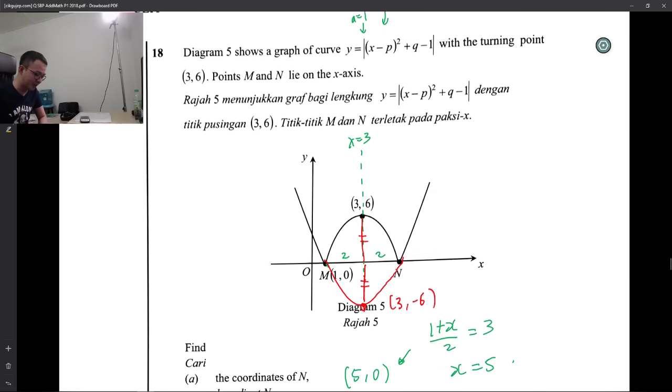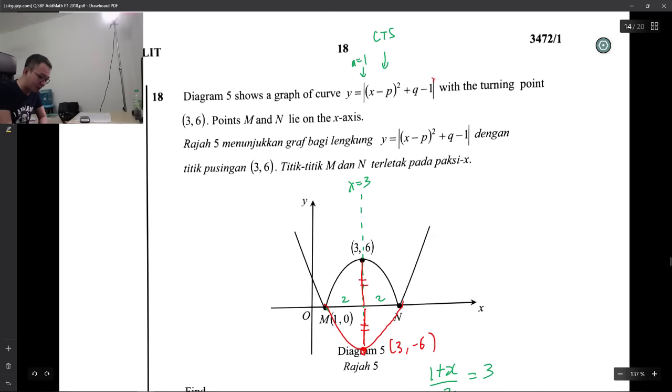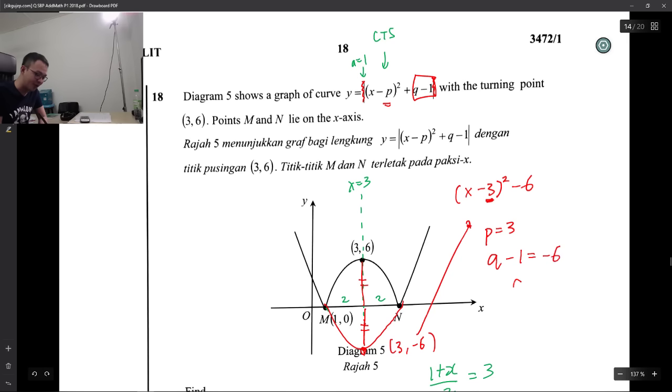So because of this, if we ignore the modulus line over here, I should get something like (x - 3)² - 6. This one I get from my minimum point here. Then I just do the comparing. I know my p value should equal 3, and my q plus 1 over here, q minus 1 over here, should equal -6. Then my q equals -5. Alright, this is how I get my p and q by understanding the graph.